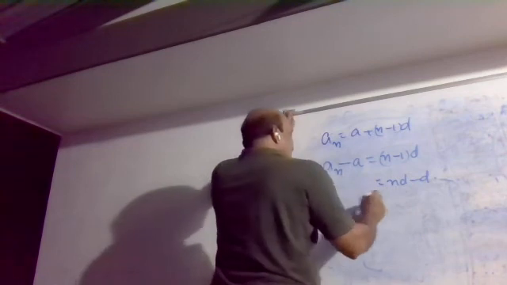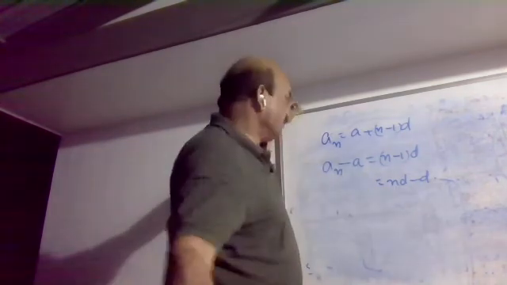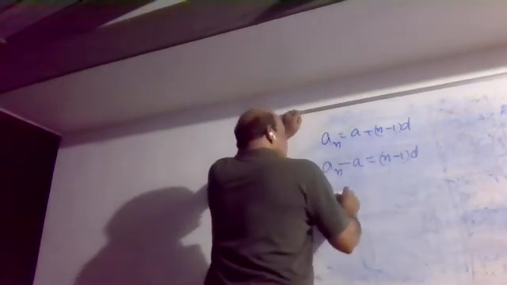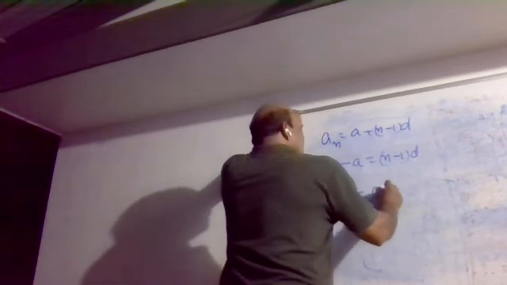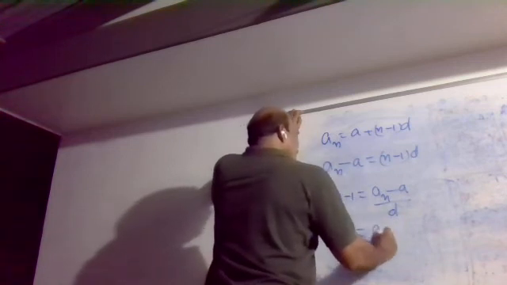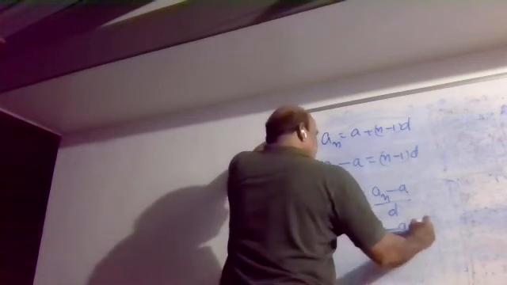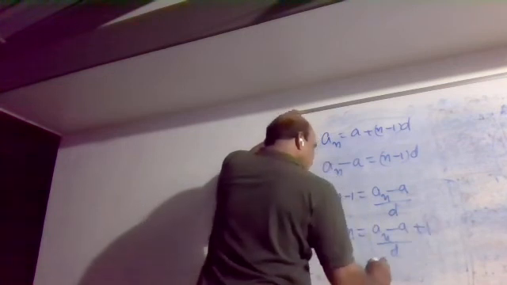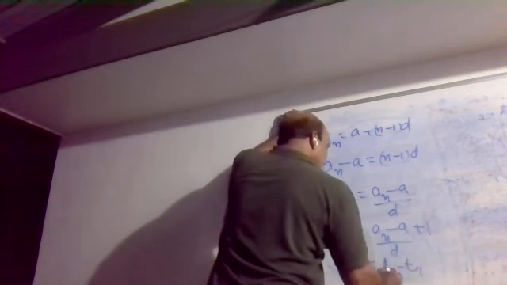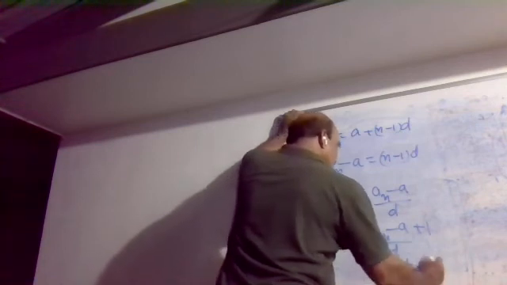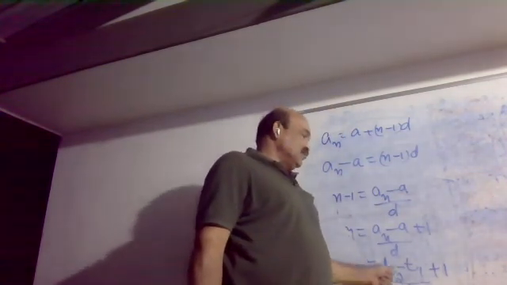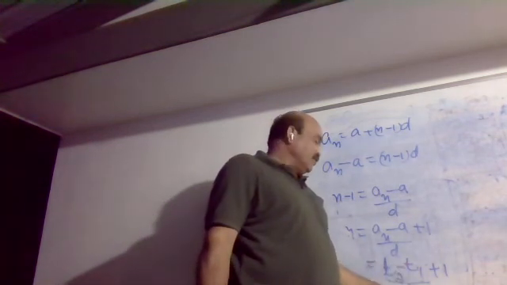So what do you get? Or you can simply write d is equal to... n - 1 = (an - a) / d. So n = (an - a) / d + 1. That is last term minus first term divided by common difference plus 1. So the number of terms of an AP, n, is last term minus first term divided by common difference plus 1.